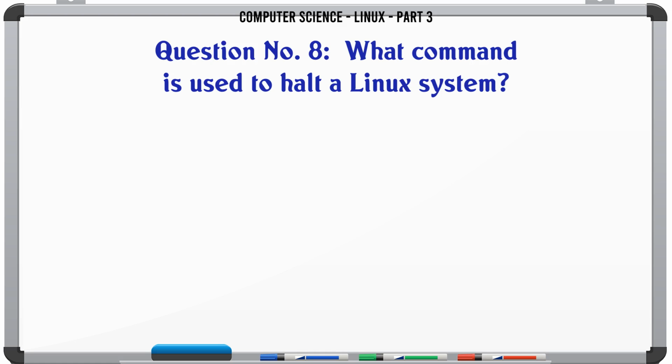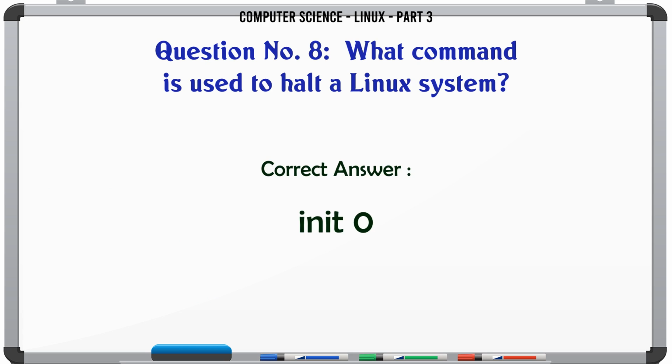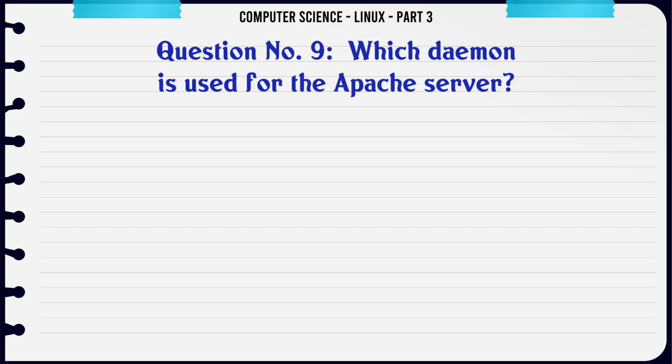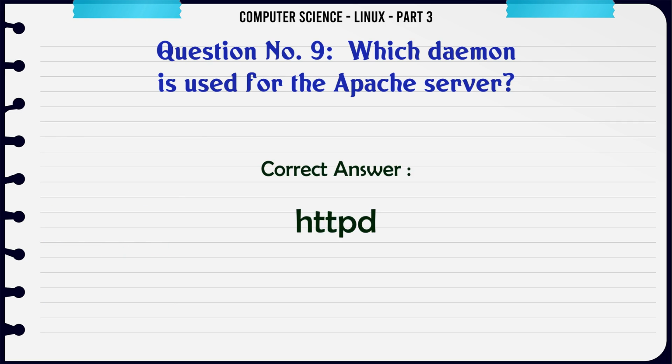What command is used to halt a Linux system? A. init 0. B. shutdown -t. C. shutdown -y 0. D. Ctrl-Alt-Del. The correct answer is init 0. Which daemon is used for the Apache server? A. apache. B. httpd. C. html. D. shttp. The correct answer is httpd.